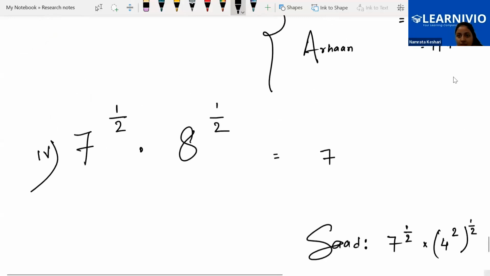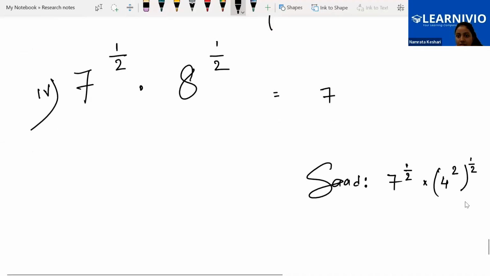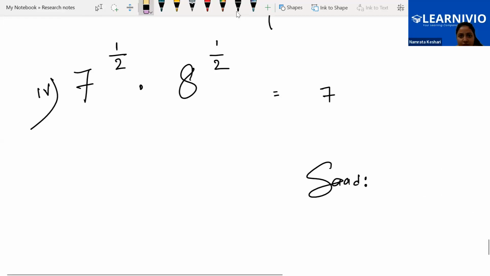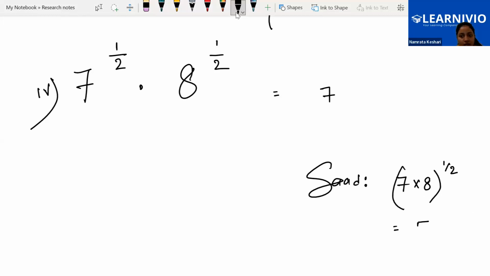7 raised to the power 1 by 2 is as it is, and you are saying something else. Please tell me what you are saying. 7 into 8, whole raised to 1 by 2, like this. Have I written it correctly the way you are saying? Yes, ma'am. 7 into 8 whole raised to 1 by 2. So that will be 56 raised to 1 by 2. That's it. Okay.